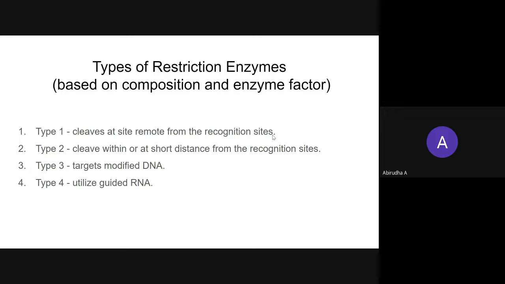Type 4. Type 4 enzymes recognize modified, typically methylated DNA and are exemplified by the McrBC and Mrr systems in E. coli. Mostly, type 4 utilize guide RNA.